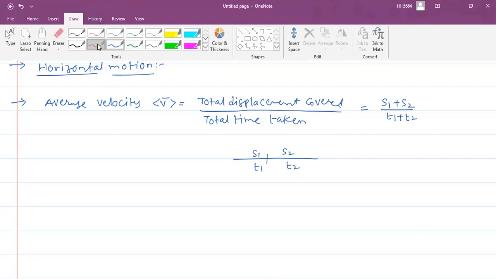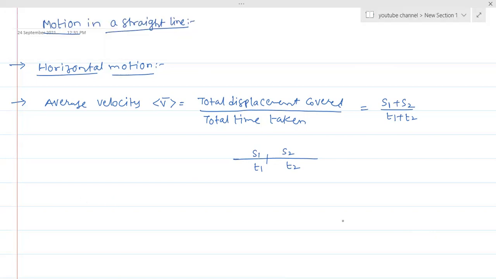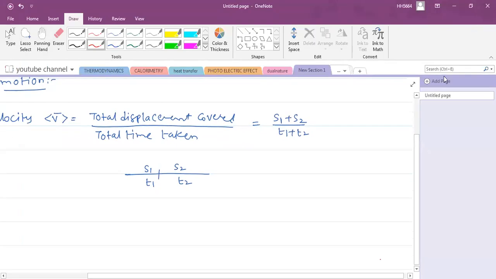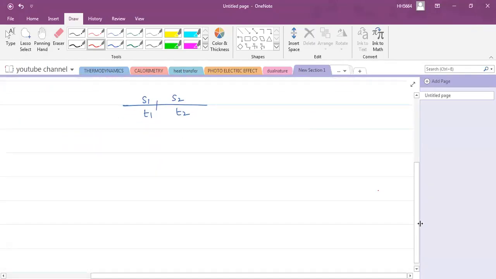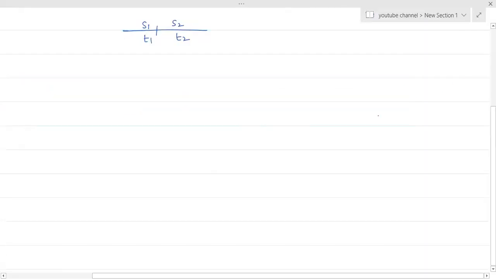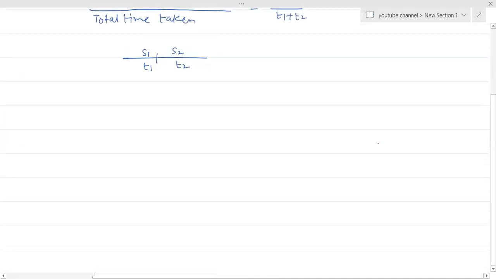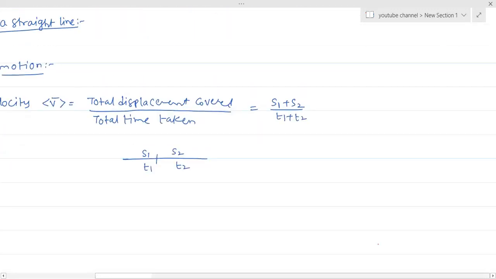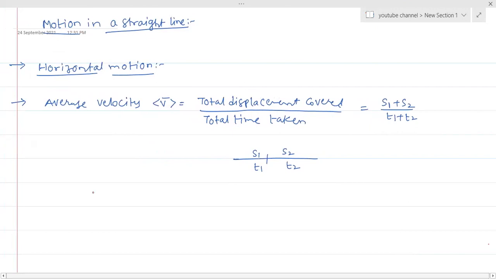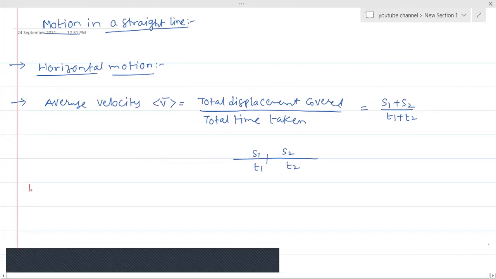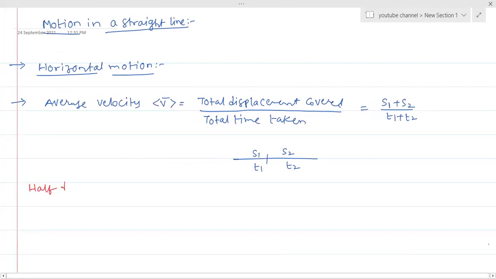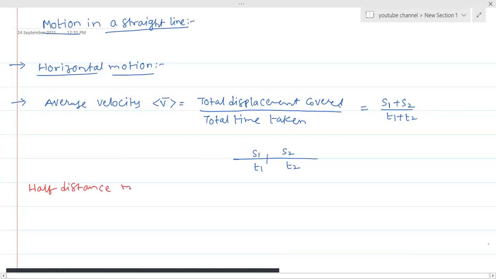In measuring the average velocity, we have two ways, or two models. One is the half distance method and the other is the half time method. So we will think of the half distance method first.